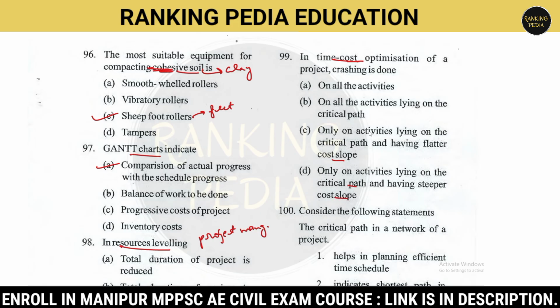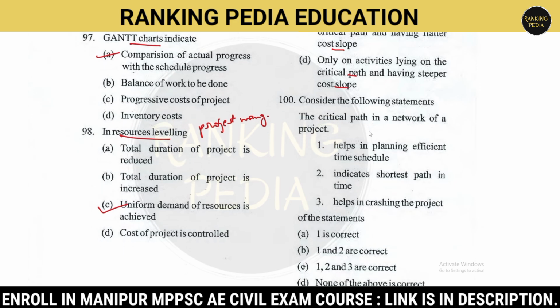So in time cost optimization of a project, crashing is done for what? So it is done mainly only on activities lying on the critical path and having flatter cost slope. Critical path is the longest sequence of activities in a project, and through this we can determine the total project duration. This thing you have to keep in mind. So option number C is correct. Next question is question number 100.